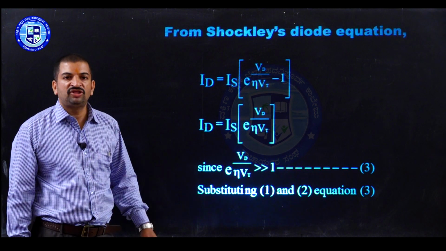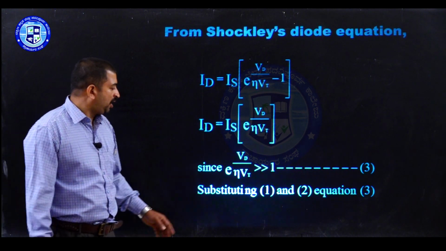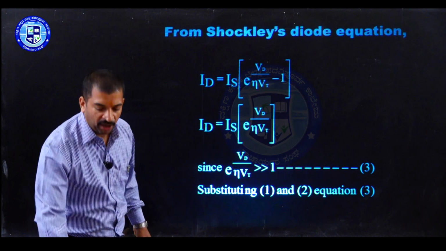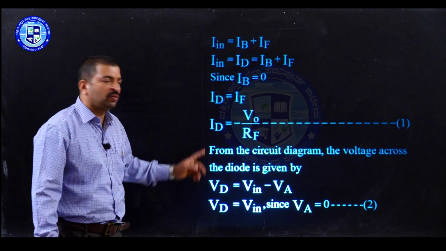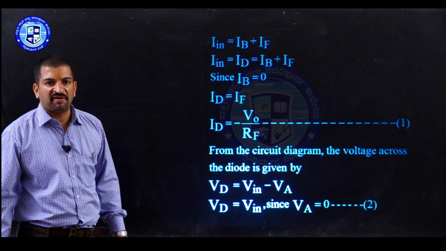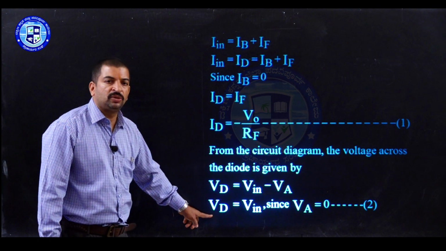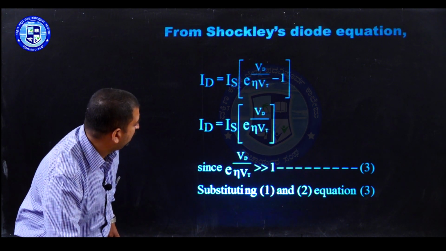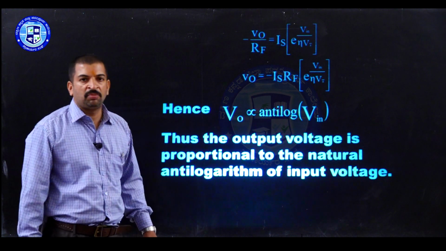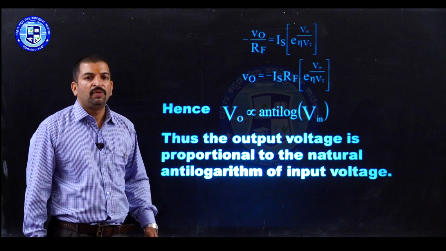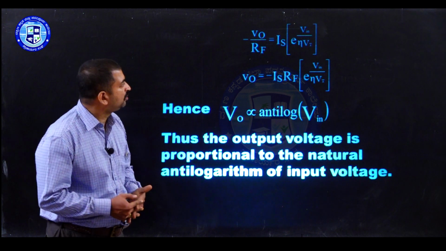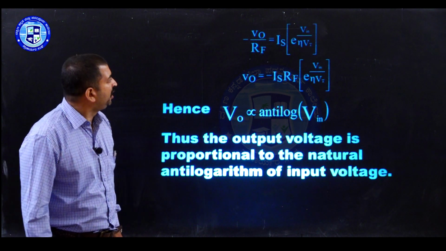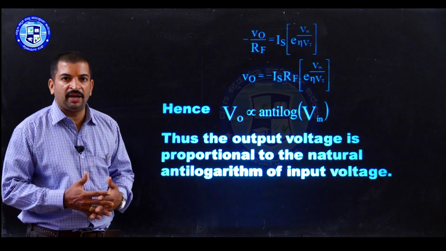Say equation number 3. Now let us substitute equations 1 and 2 in equation number 3. According to equation number 1, Id equal to minus V0 by Rf, and according to equation number 2, Vd equal to Vin. Let us substitute equation number 1 and 2 in equation number 3. The equation becomes V0 divided by Rf, that is equal to Is into e to the power Vd divided by eta Vt. Vd is nothing but Vin.